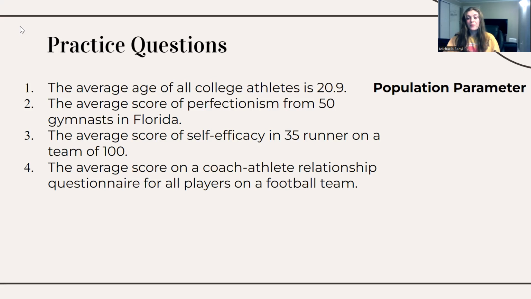Next, the average score of perfectionism for 50 gymnasts in Florida. Now, this would be a sample statistic because you were able to get 50 gymnasts out of all the gymnasts in Florida. Next, you have the average score of self-efficacy in 35 runners on a team of 100. Again, this would be a sample statistic, being as you were able to get the score out of 35 runners, but not the entire team of 100.